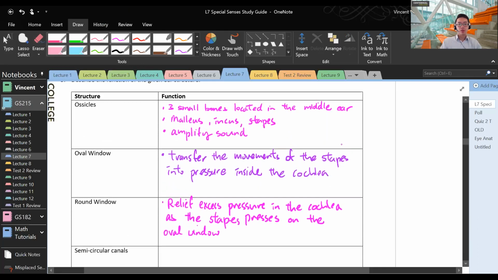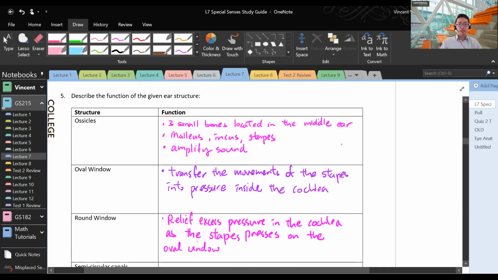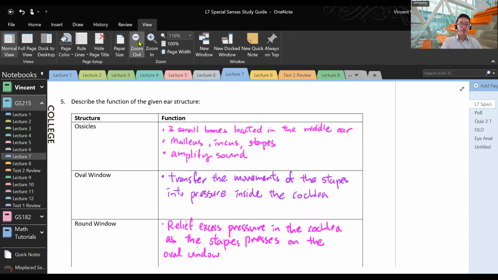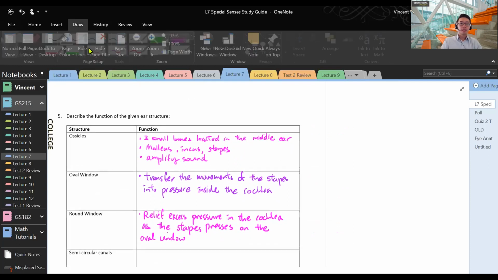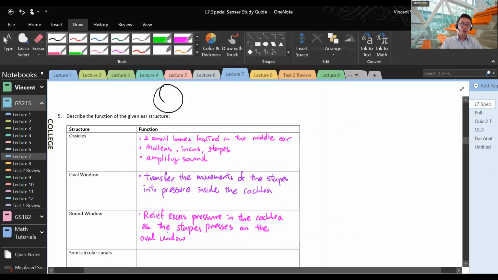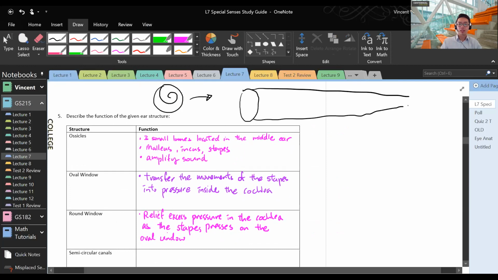Now, just to show it to you from another perspective, to help you understand. The cochlea is all rolled up like a cinnamon roll, so we can unroll it. Unrolled, it will look like this, tapering off into a tip here. At the beginning here, that is going to be the oval window. And then at the bottom, there's going to be the round window.